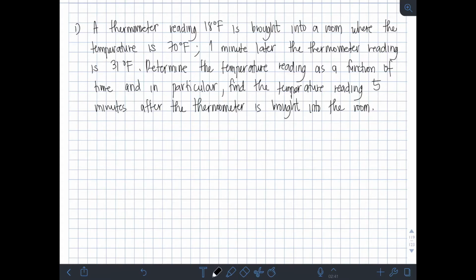Yung temperature daw nung body initially is 18 degrees Fahrenheit. Tapos, yung temperature daw nung room is 70 degrees Fahrenheit. So, parang siya yung A doon sa formula natin kanina. So, yung formula natin is T is equal to A plus constant C e raised to KT. Okay? So, meron din tayong condition daw na, so yung unang condition, di ba, at time T is equal to 0, kasi initial temperature daw yun nung thermometer, ang T natin is 18 degrees Fahrenheit. Tapos, after 1 minute later, so, at T is equal to 1, yung temperature na daw ng thermometer is 31 degrees Fahrenheit. So, mamaya gagamitin natin to solve for C and K.